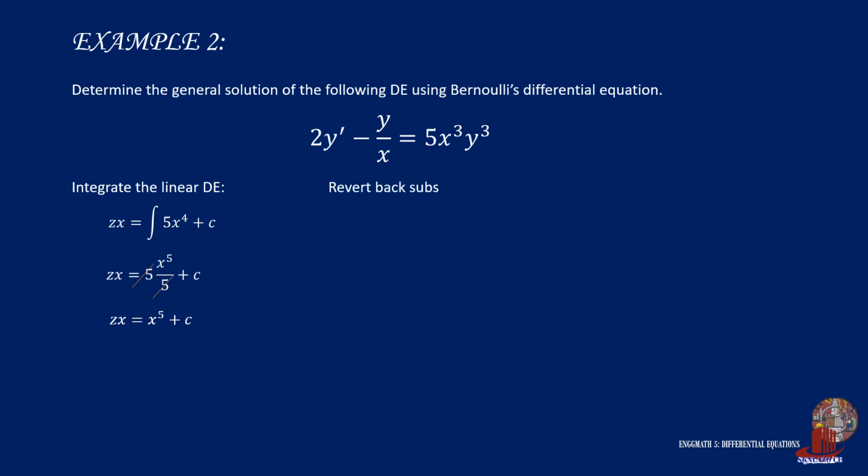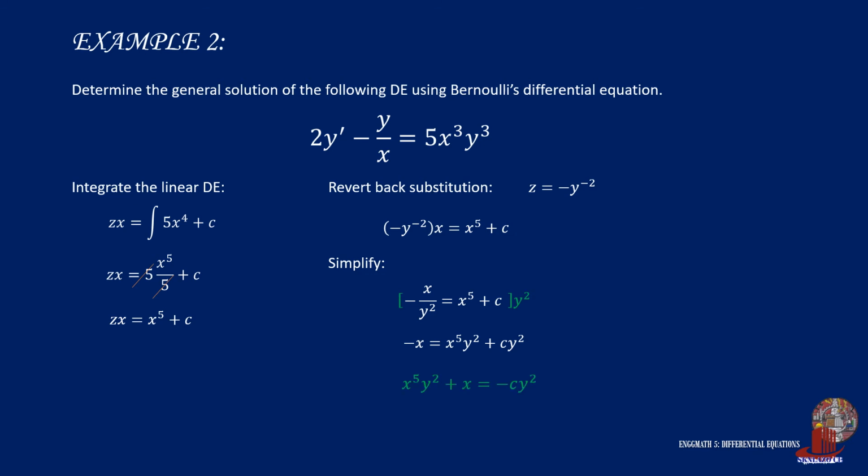From this simplified equation, we revert back to substitution, where we previously used z as negative y raised to negative 2. So we get the following equation. From here, we eliminate the denominator by multiplying by y squared, so we get negative x is equal to x raised to the fifth power y squared plus c y squared, and arrange the terms to start with a positive. This is the general solution for the equation.